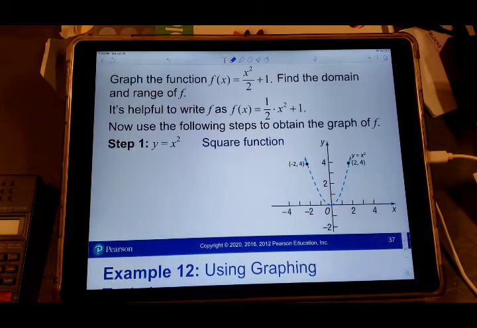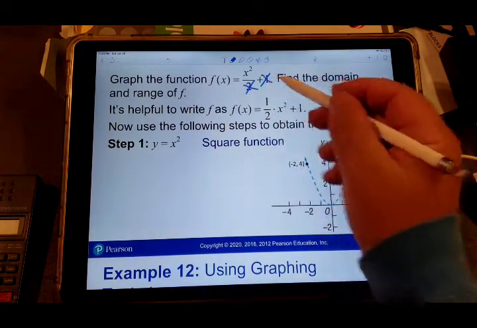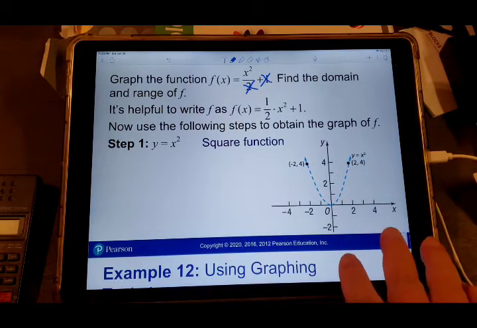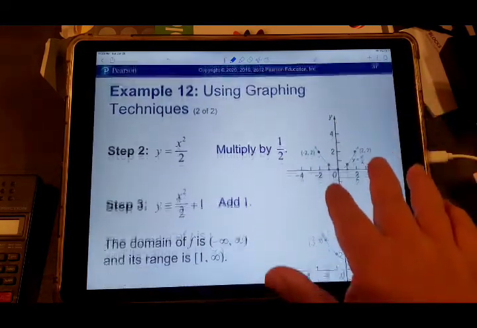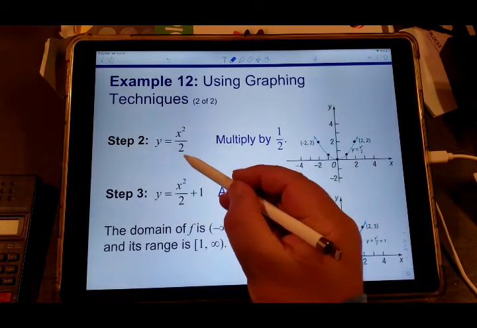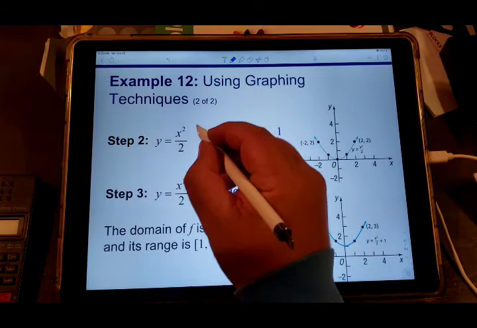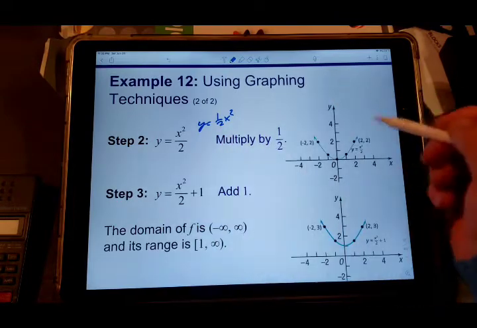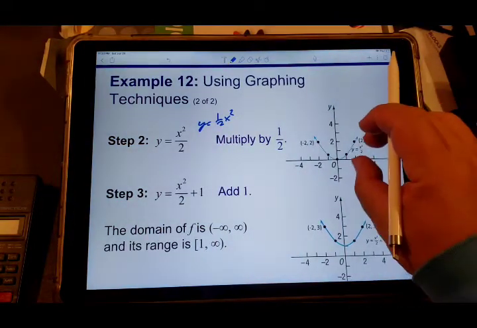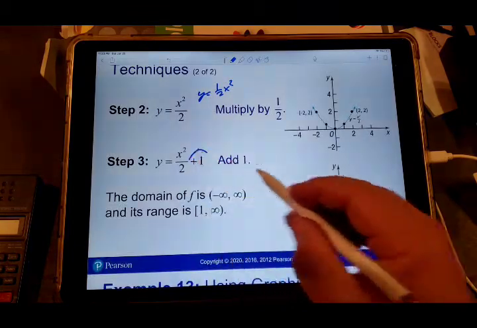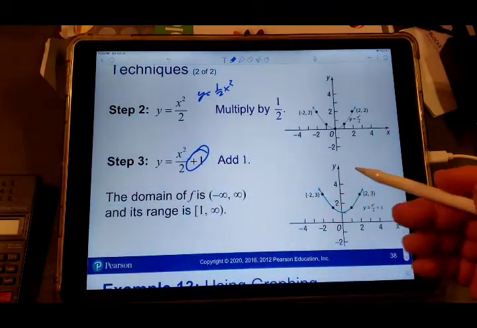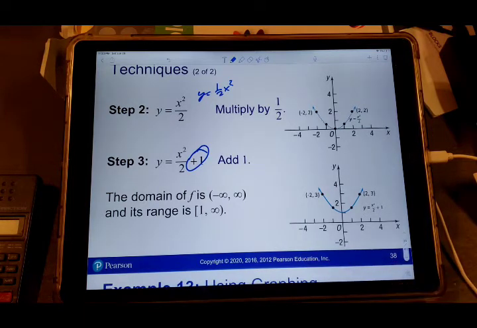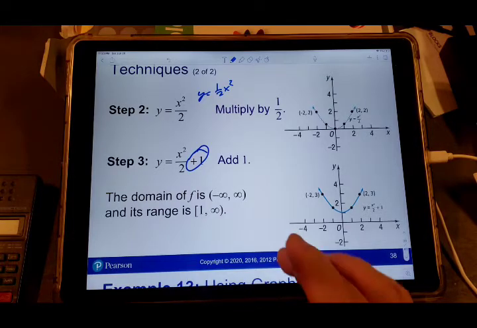So they talk about using graphing techniques. Basically, if the 2 and the 1 weren't there, you know what the graph would look like because it's y equals x squared. And then doing something like this is the same as thinking, you can think of that as y equals 1/2 x squared. And so that would be a compression. And then you take the compressed graph and shift it up. Now, whenever you do more than one of these transformations, I always encourage students to plot a point. Plot at least one point so you know that you shifted the graph appropriately.